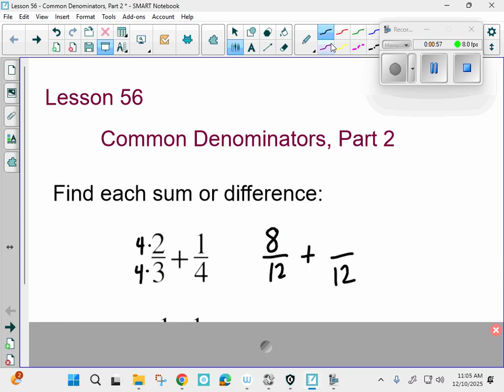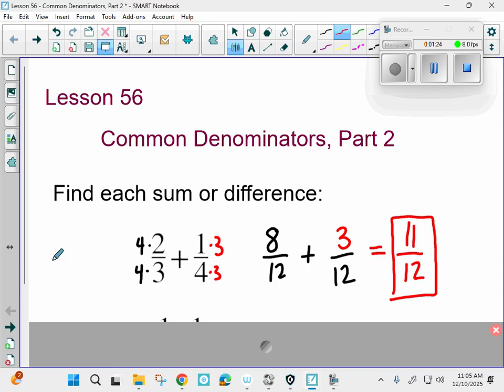And then on this next fraction, I need to make this guy out of 12. Macy, what should I multiply this fraction by so I get 12 in the denominator? 3. Okay, I'm going to multiply by 3 over 3. So 1 times 3 is 3. Then I add just the numerators, okay? Only the top. So 8 plus 3 is 11, and I keep my common denominator of 12.